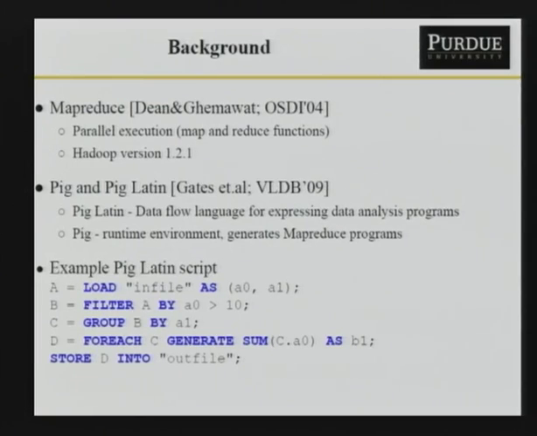So this is an example of a Pig Latin script. First, in operation A, we load a file called infile, which has two columns, A0 and A1. Then we'll filter some information out. So we only keep information for which column A0 is greater than 10. Then we group according to the second column, A1. And then for each group, we sum all values of A0 before we store the results to a file called outfile.